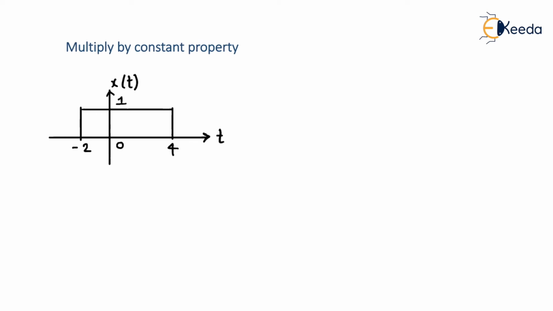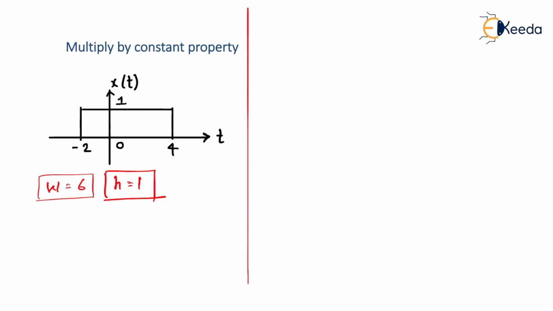X of t is given. Before I proceed, I'll first of all note down what the width is. It is 6, and what is the height? It is 1. Is that right? Now let's say we have to plot twice of x of t. It is quite simple. When you say twice of x of t, then the amplitude gets multiplied by 2. Remember, amplitude gets multiplied by 2. The time scale is not going to get affected because it has absolutely nothing to do with your x-axis. Therefore, the original amplitude was 1. Now, because it gets multiplied by 2, the height becomes 2.